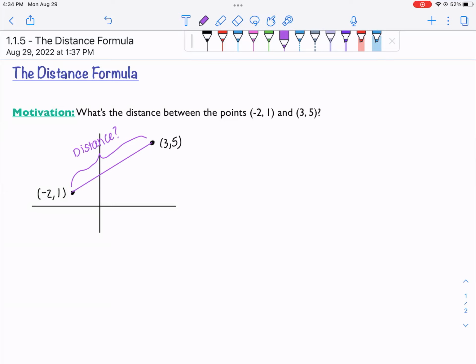Now, there's a formula that you will get at the end of this video, but I'd like to motivate the formula because the formula is going to look a little bit messy if you don't know where it's coming from. So without having a formula, do I have the tools to find the distance between these 2 points? And I'm going to argue that you do.